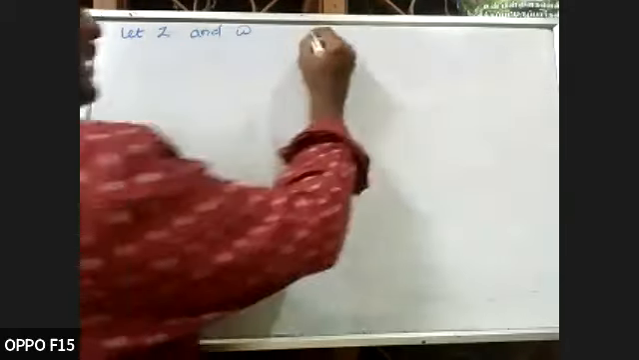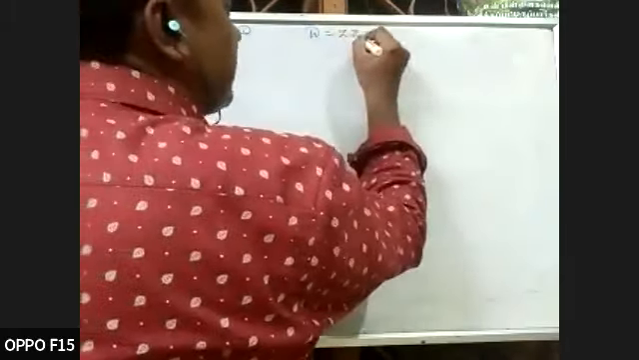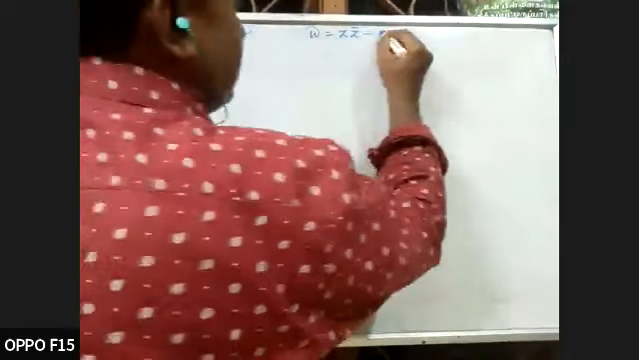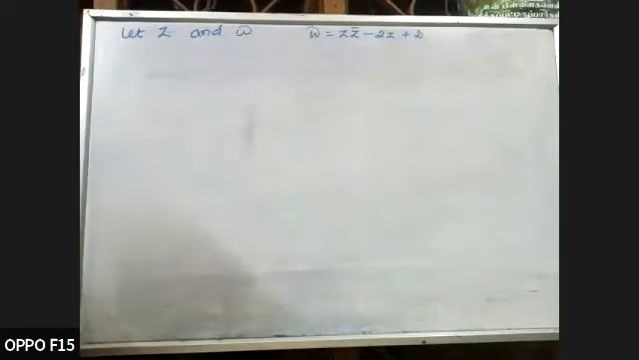Let Z and omega be two complex numbers such that omega is equal to Z conjugate minus 2Z plus 2, and Z conjugate minus 2Z is equal to 2.